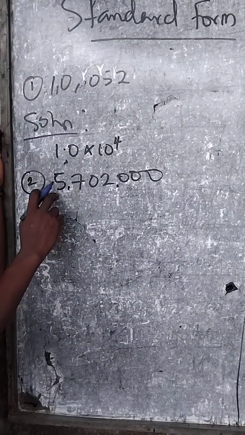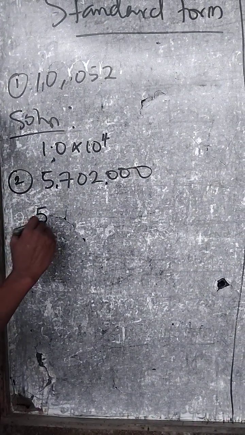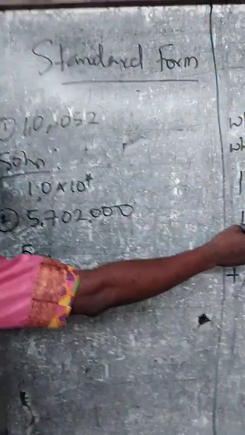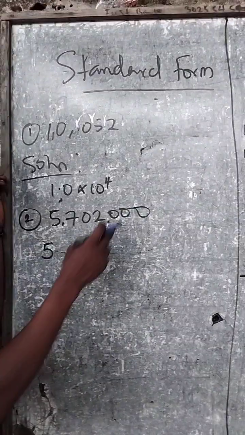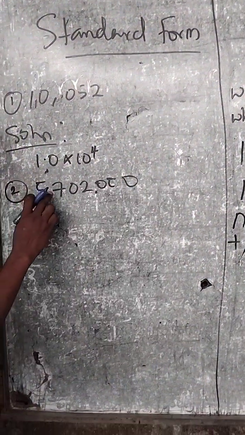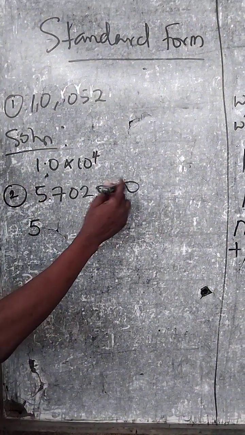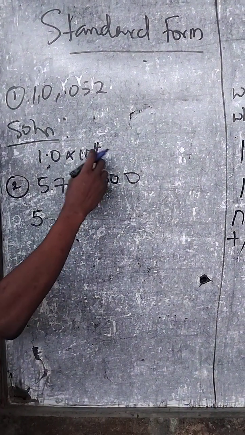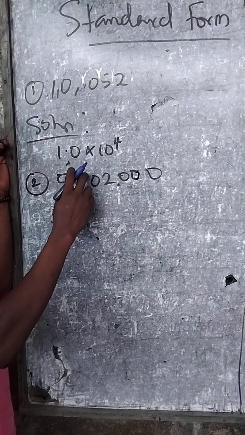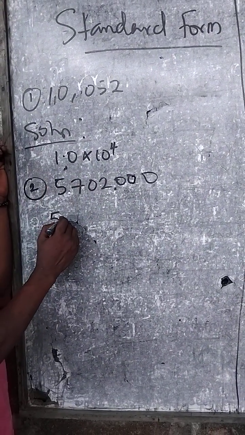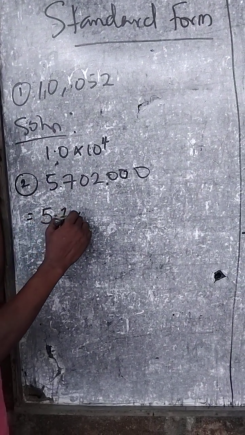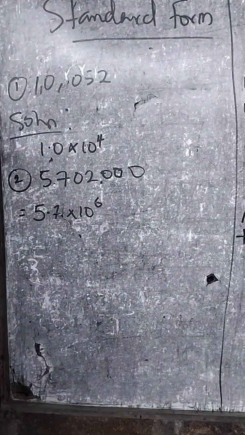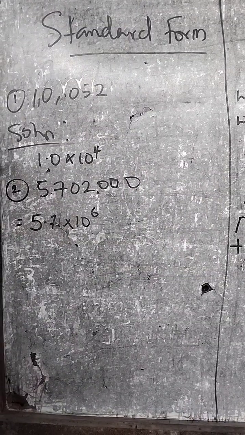So your first digit here is what? 5. The next one is what? 7. It's still within the range of 1 to 9.9. So how do we get the decimal point between 5 and 7, the first two digits? You have to move it from the invisible position. It is 1, 2, 3, 4, 5, 6. So that will be 5.7 times 10 raised to power 6. That's the simplest way to do it.